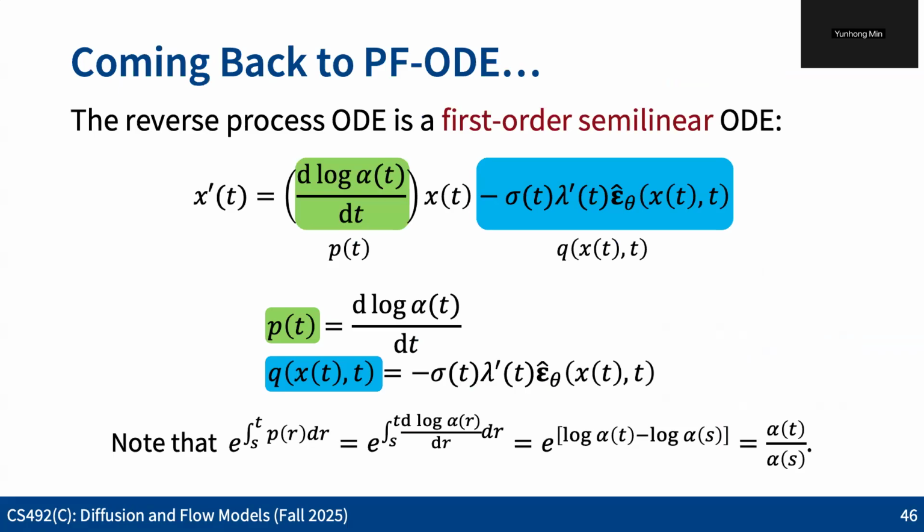So if we get back to the PF-ODE formulation that we have seen in the previous slide, as I said, this is the semi-linear kind of thing.